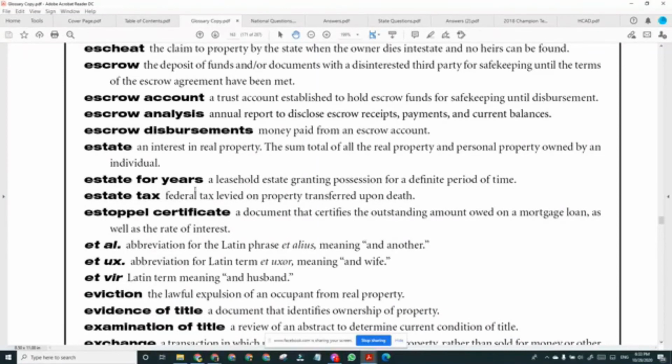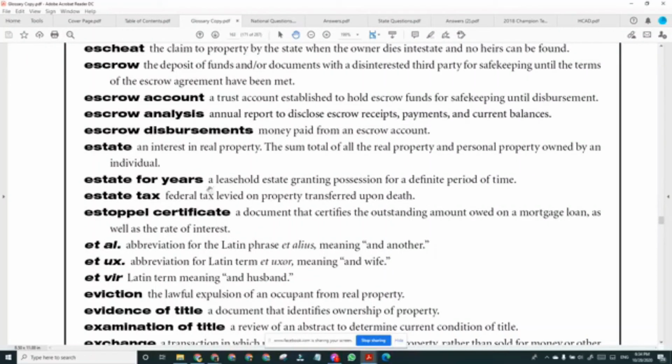Estate for years. So they have an interest in a property for a number of years. It's like a leasehold estate, granting possession for a definite period of time. And so there's usually a start date and an end time. It could be for 5 years, 10 years, or an estate for life, which would be until they pass away.